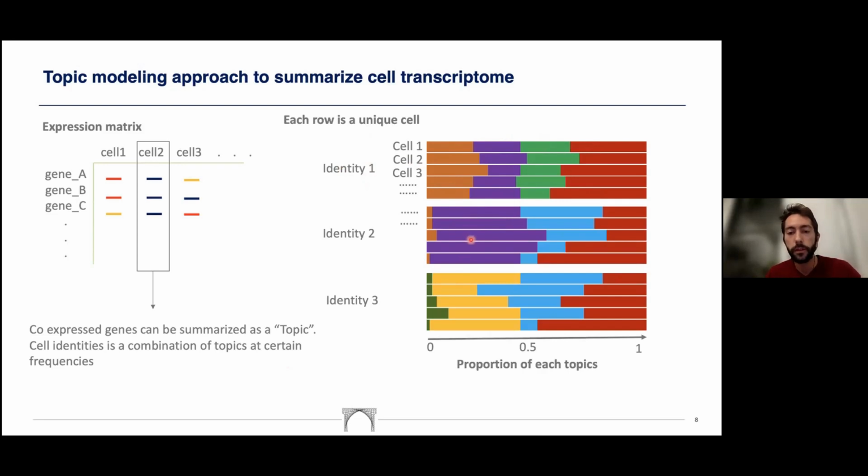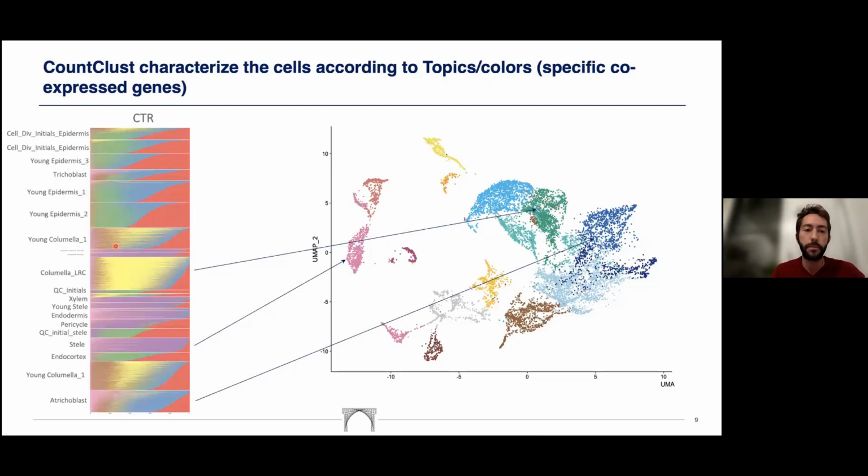We performed this topic modeling in our data set, first on the uncut data. And here are the results, where we can see very specific differences between cell types. The columella and lateral root cap are mostly characterized by the yellow topic, as you can see here, while the stele is mostly characterized by a purple topic, for example. And we can trace back what the genes are. You don't pick the genes, the program picks them for you, but then you trace what the genes underlying this topic are.